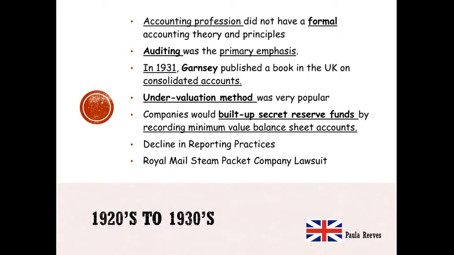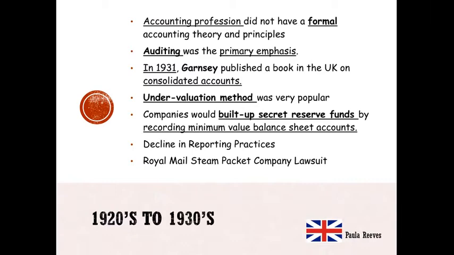In 1931, Garsney published a book in the UK on consolidated accounts. There were no set standards of how companies could report their financial statements. The process of under-evaluation was very popular. Companies built up secret reserve funds by recording minimum value balance sheets. The Institute of Chartered Accountants supported this method. They stated secret reserves or inner reserves are in certain cases desirable and in many cases essential.